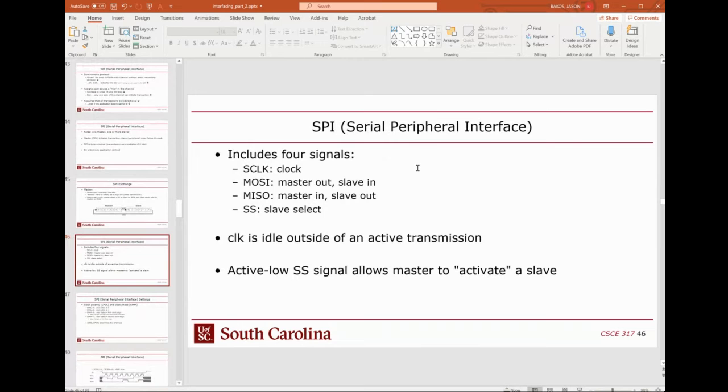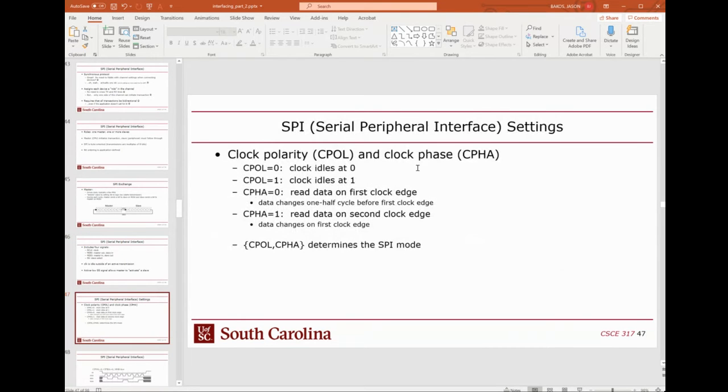SPI has 4 signals: clock, MOSI, MISO, and SS. And then there's also the CPOL and CFA, which are ways to set up the channel. So the master and slave are supposed to agree on these ahead of time. How does that happen?